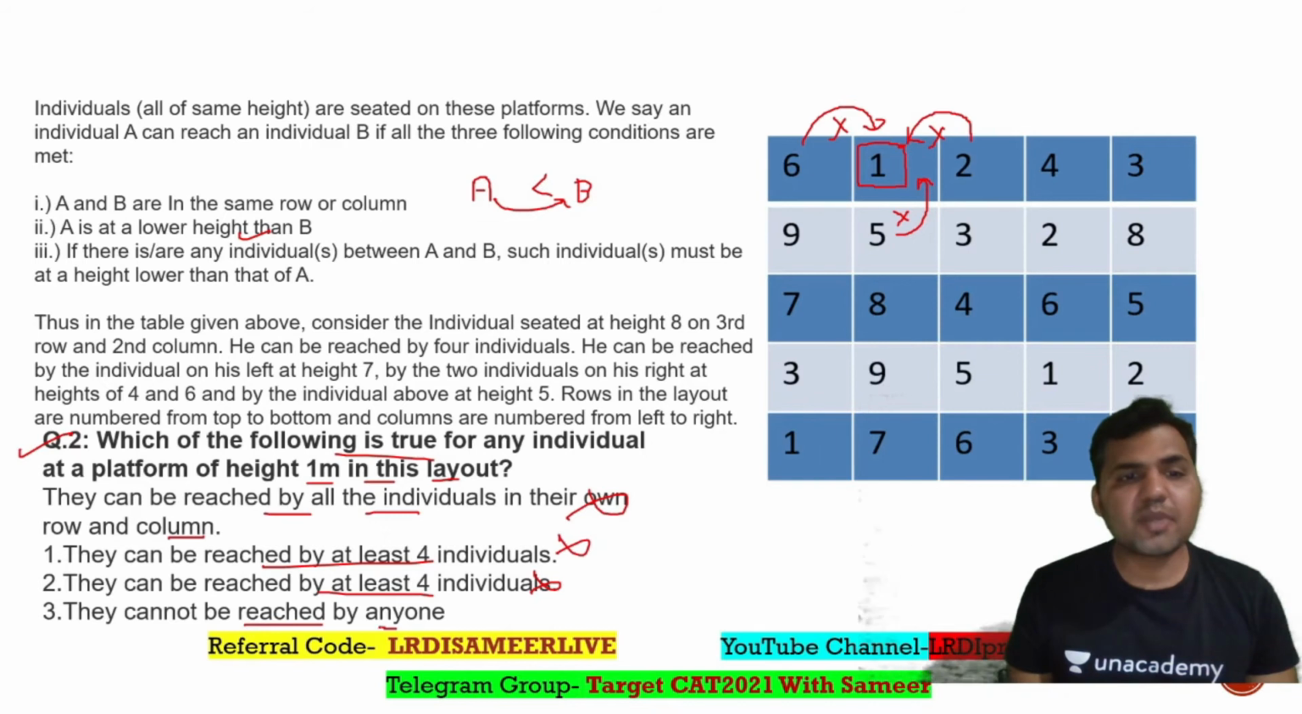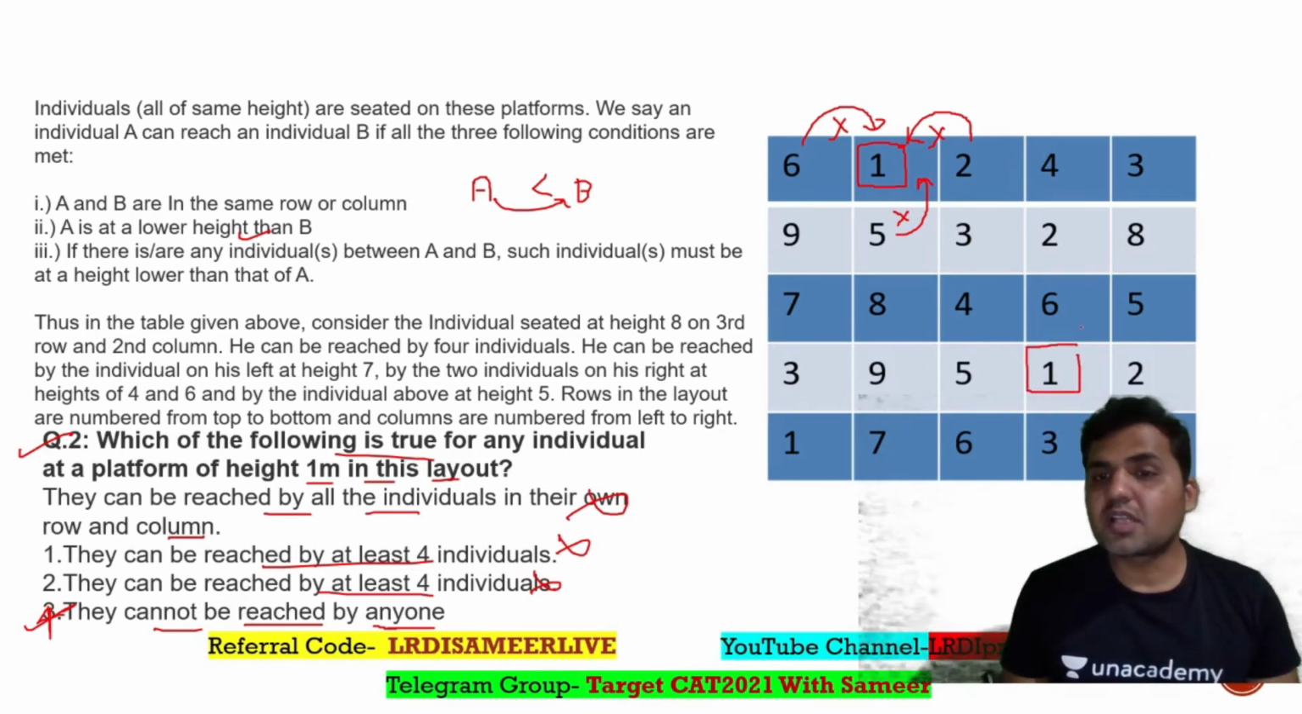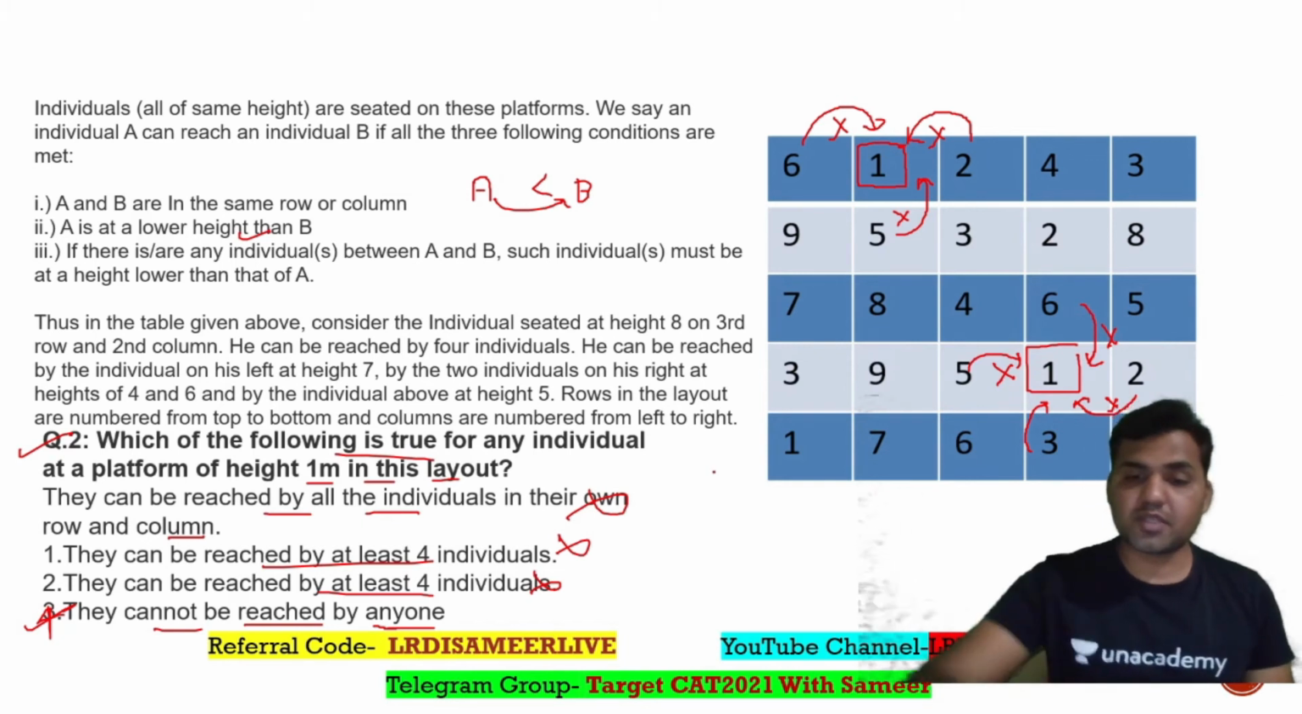They cannot be reached by anyone. That's the correct statement, right? This is option number 4. They cannot be reached by anyone, right? The person sitting at 1, because all the persons surrounding the 1 are at a height higher than 1, right? So all of these people will not be able to approach the person sitting on platform number 1. So the answer to the question is option 4.